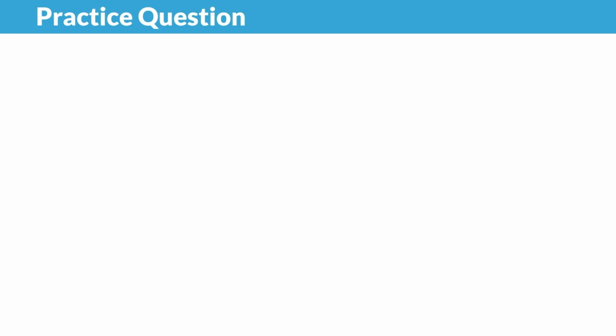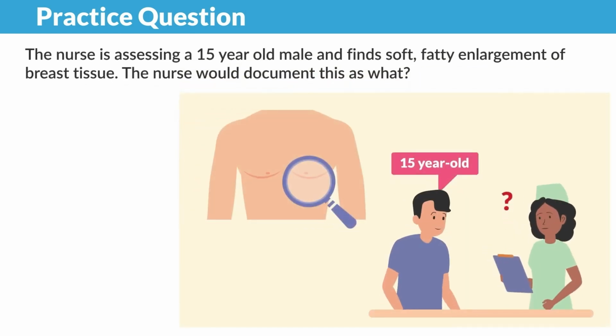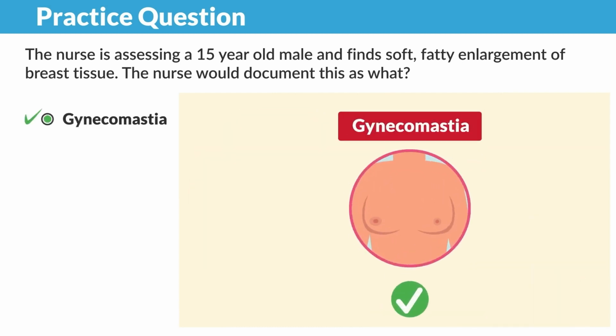Now for a practice question. The nurse is assessing a 15-year-old male and finds soft, fatty enlargement of breast tissue. The nurse would document this as what? The correct answer is gynecomastia.